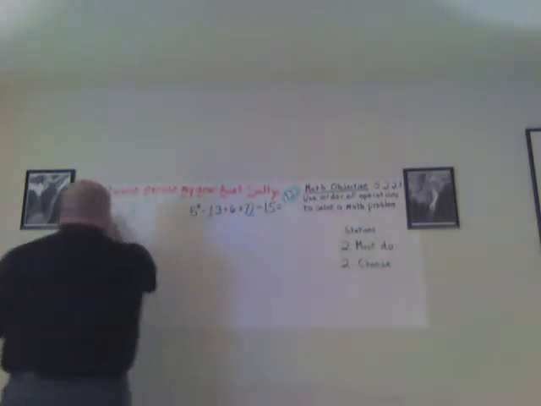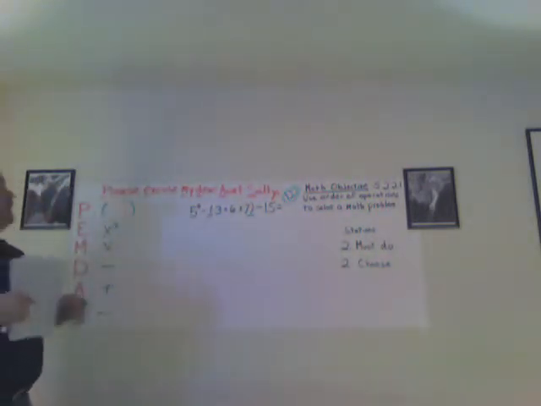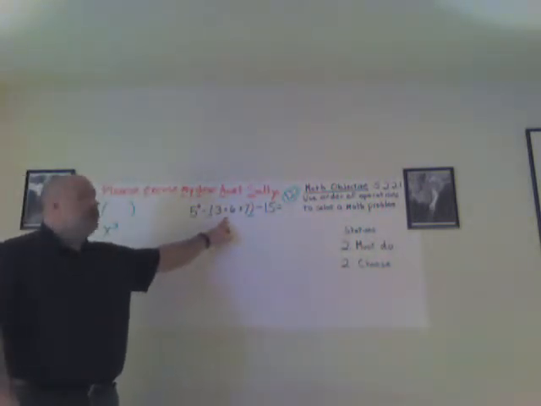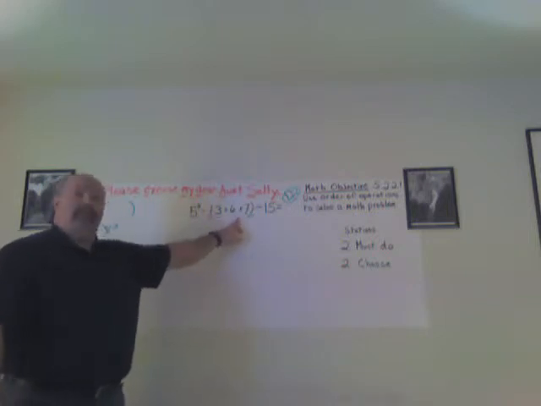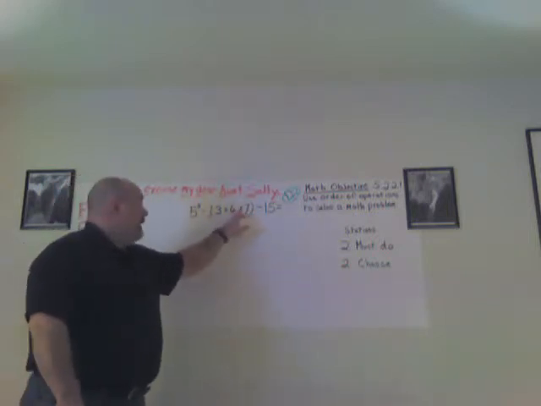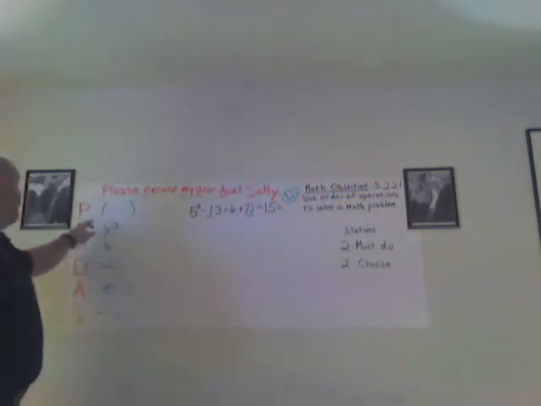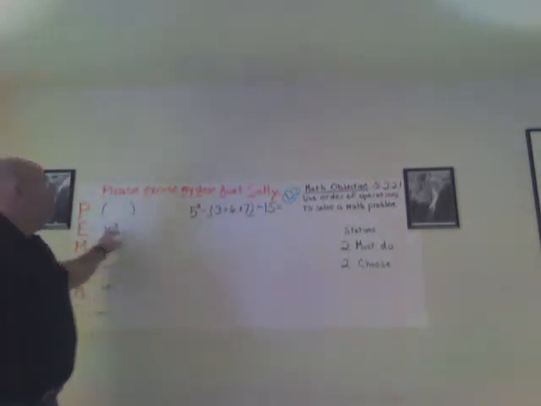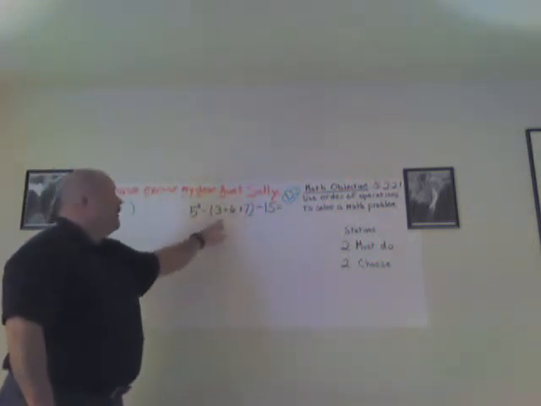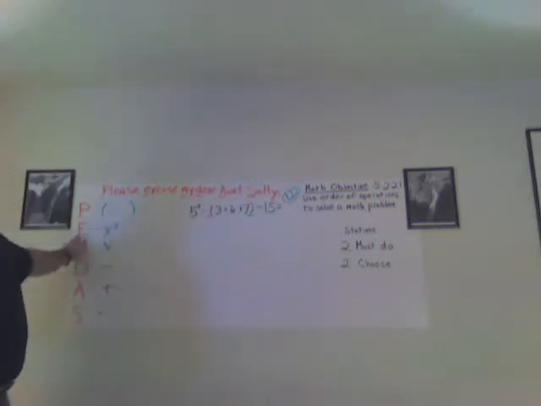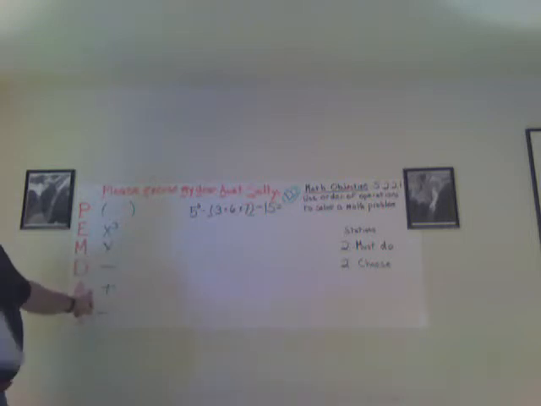So again, we're going to start with parentheses. But we have multiple operations in the parentheses. So we've got to take a step back, look through. Is there an exponent in there? No, there's not. So we do not have to worry about that. But there is a multiplication and there is an addition. So which do we do first? Multiplication or addition?